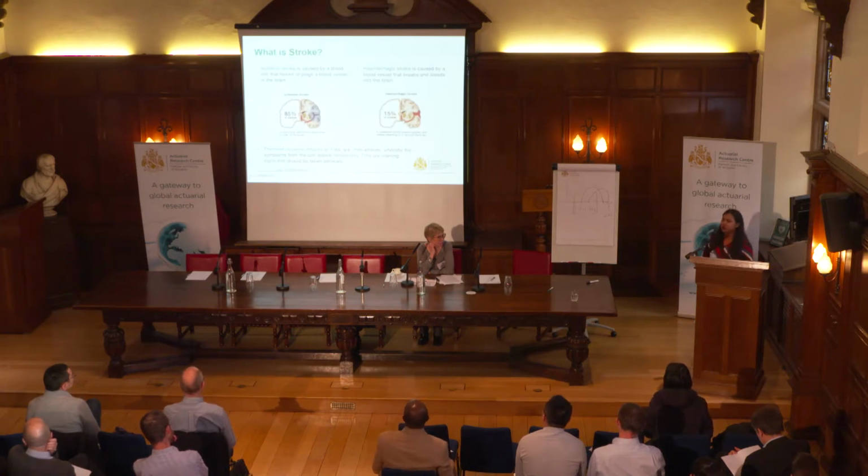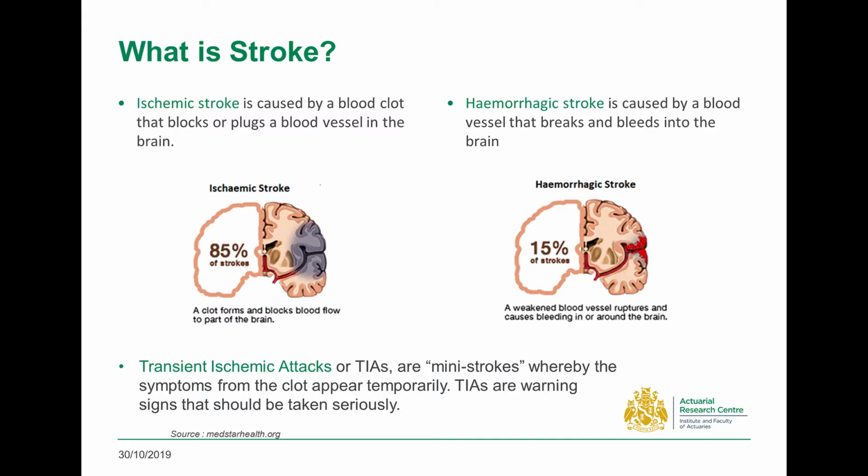First of all, what is stroke? Stroke can be caused by a blood clot, and this type of stroke is called an ischemic stroke. It is the most common one, occurring in 85% of the cases. Stroke can also be caused by a rupture of a blood vessel in the brain, and this occurs in 15% of cases.